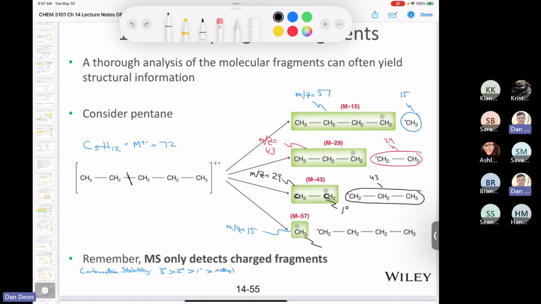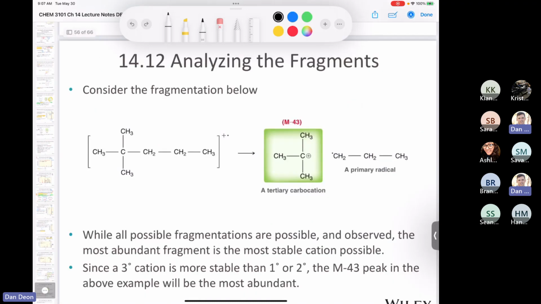That same question is answered on this slide as well. Let's say you have this molecule here, and you make this radical cation. There's all kinds of places this could fragment. It could fragment here. If it fragmented here or here, that would be identical. It could fragment here, here, and here. So you have all these different possibilities. But even though you have all these possibilities for fragmentation, the one that's going to occur the most is the one that I have in red.